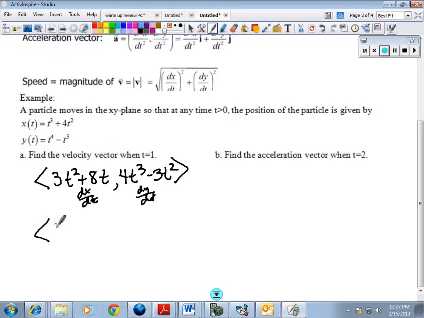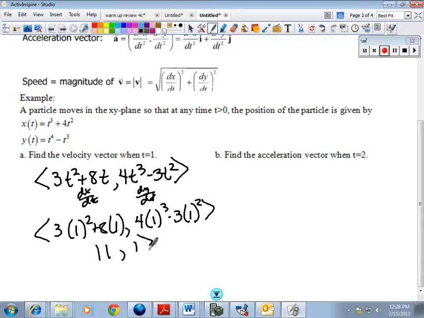I fill in 1. 3 times 1 squared plus 8 times 1. 4 times 1 cubed minus 3 times 1 squared. And I get 11 and 1.